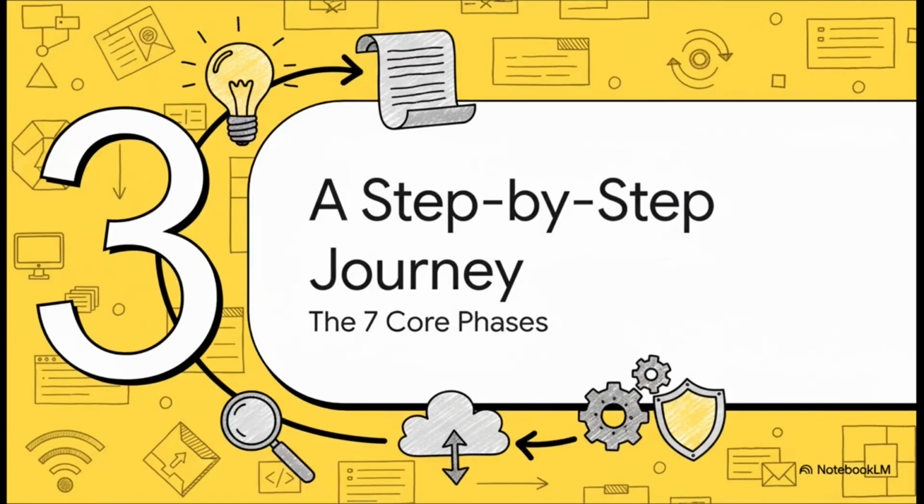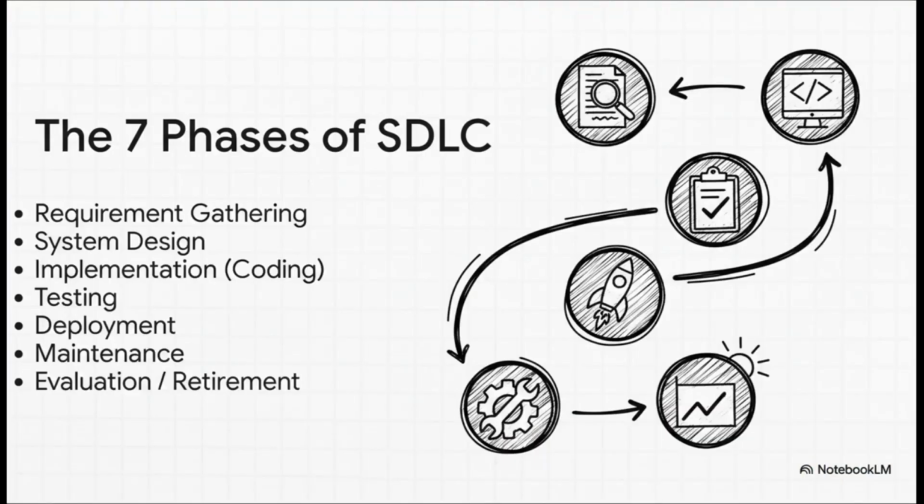Okay, enough with the abstract stuff. Let's really get into this step-by-step journey. And to make it stick, let's pretend we're building a brand new photo sharing app. We'll call it Photosphere. We're going to follow it from day one. So here it is, the whole trip laid out for us. The 7 big phases are requirement gathering, system design, implementation, that's the coding part, then testing, deployment, maintenance, and way down the line, evaluation or retirement. So let's zoom in on each one, starting at the very beginning.